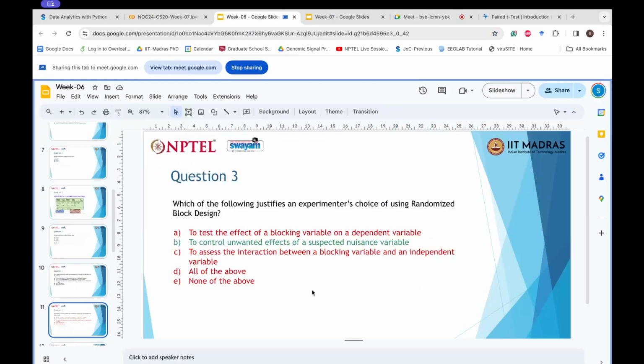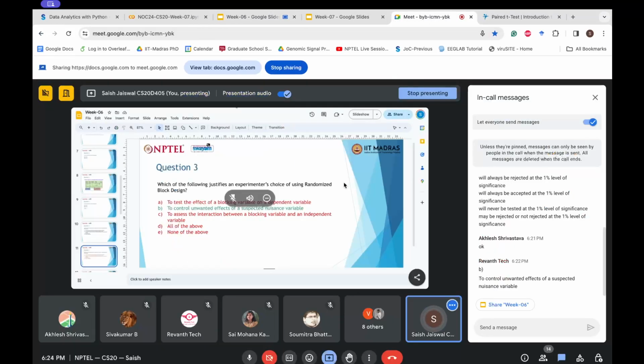So the answer is to control unwanted effects of a suspected nuisance variable. In one of the examples in the earlier session, we saw an example of randomized block design and how to solve it. There were 3 systems and 6 flight controllers, 6 different people, and for each system they had a certain fatigue level. The problem was to see if these 3 systems are different from each other or not: system A, system B, system C. But here there is one more piece of information getting added, that is the controller level information.